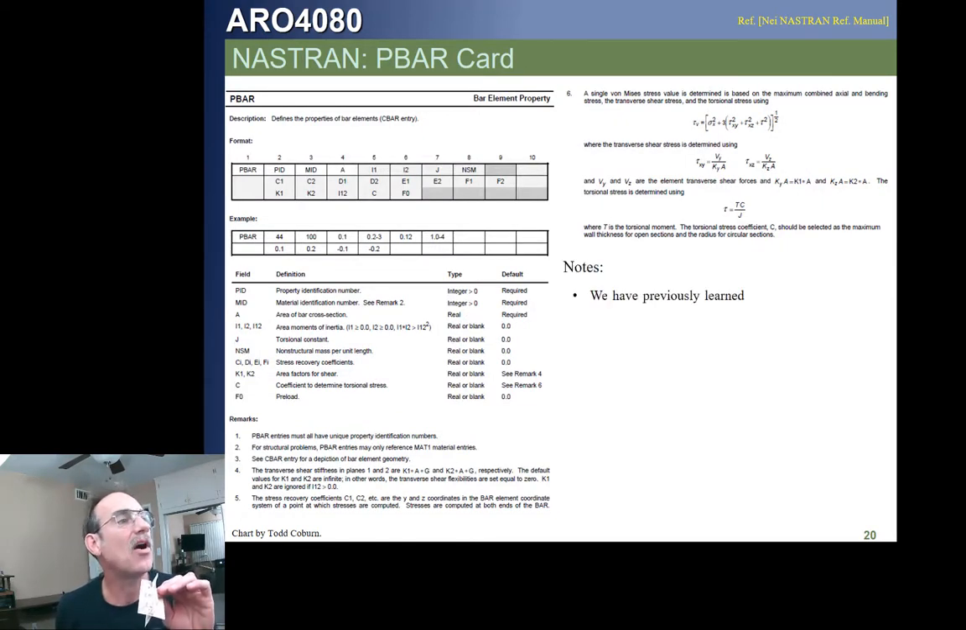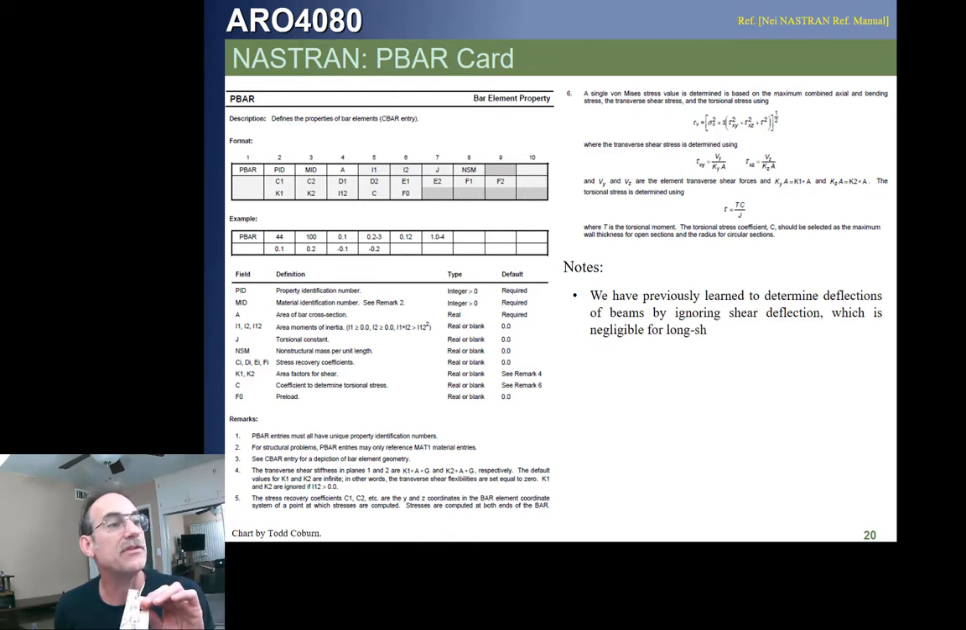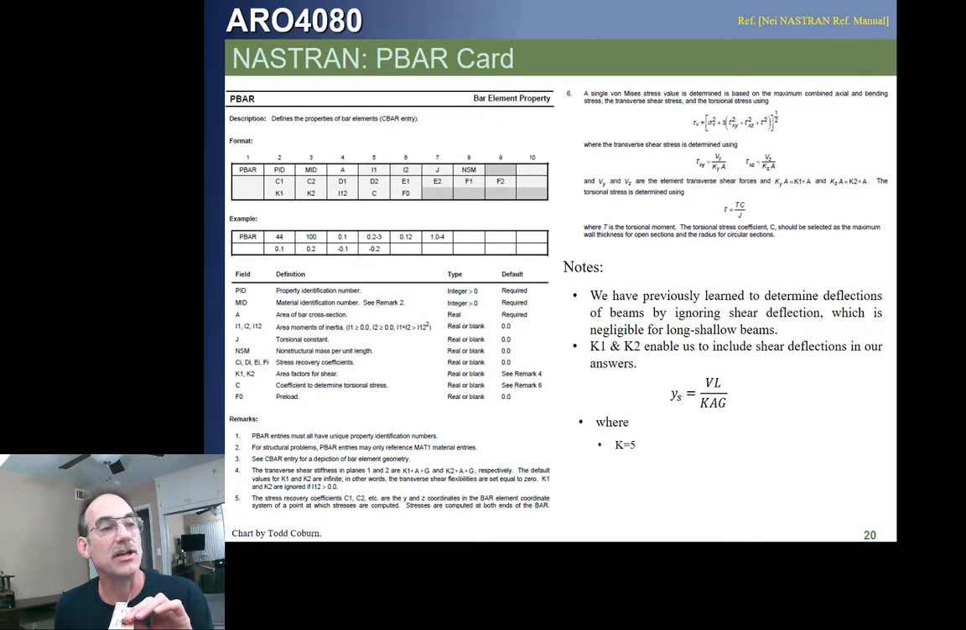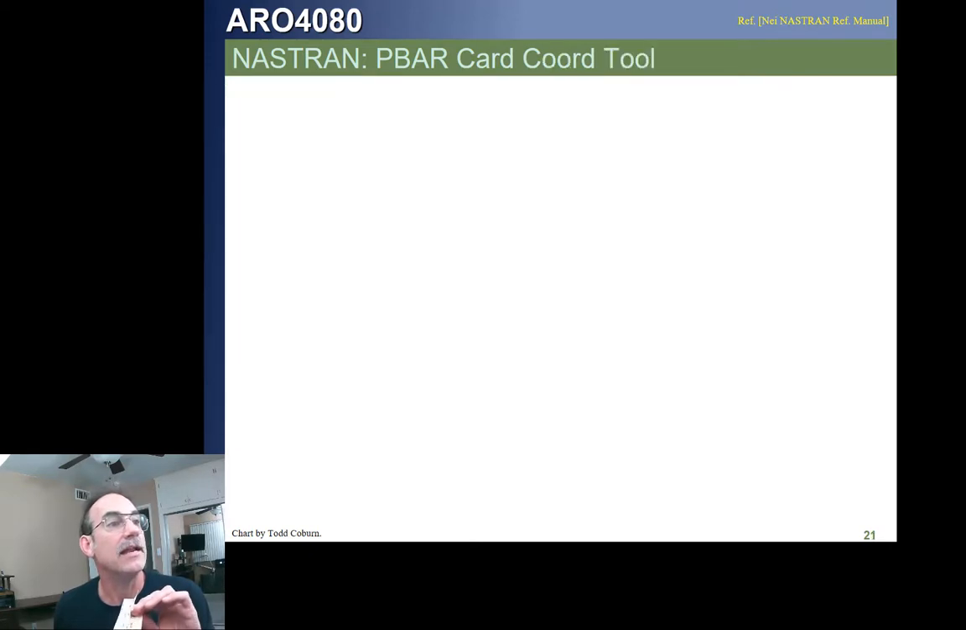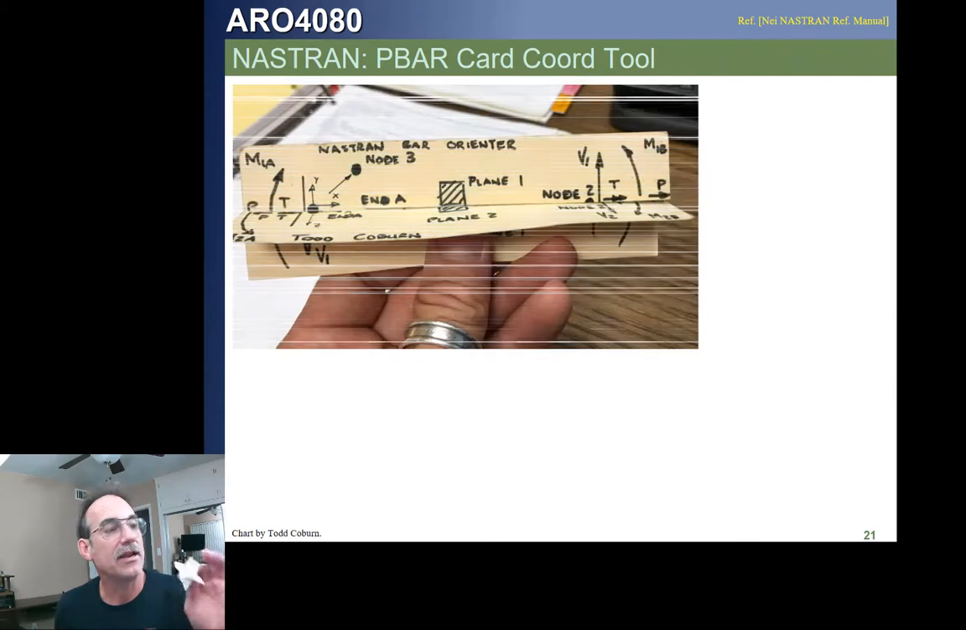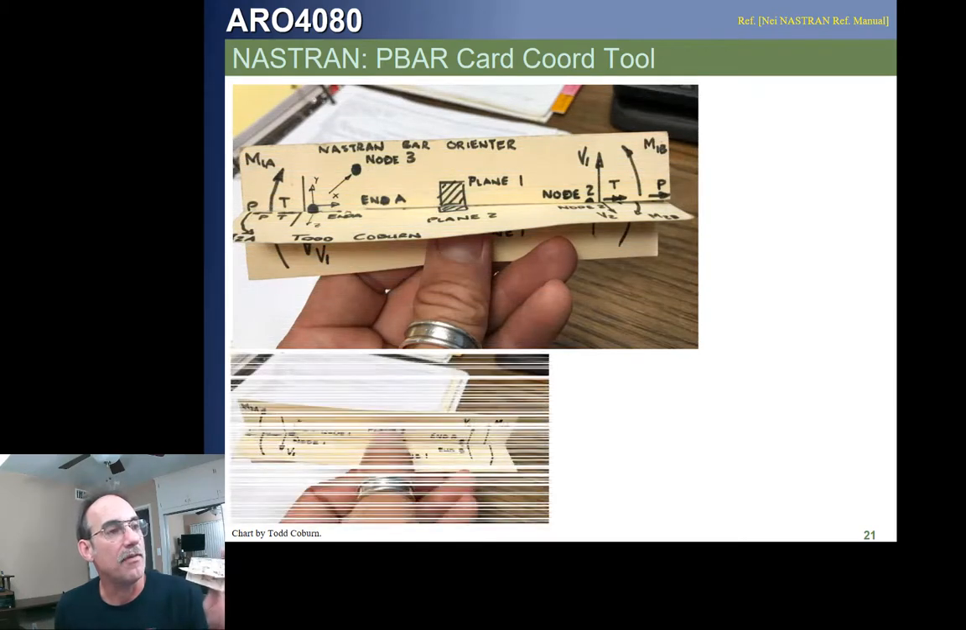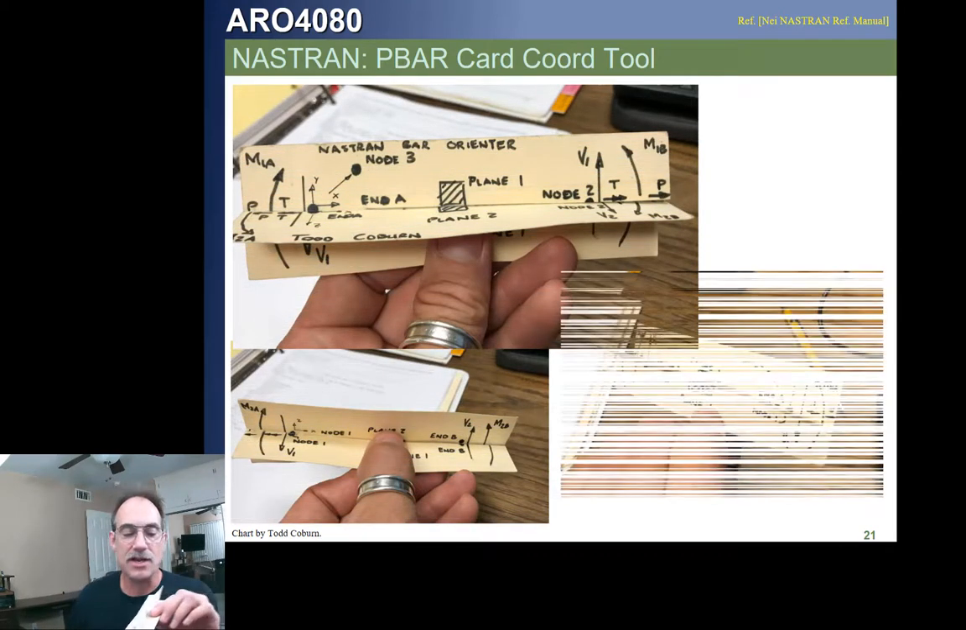Okay? This is our PBAR card, where we're putting in properties of the card like the area and the moment of inertia about the 2 axes, the torsional constant, and other things that allow us to recover stresses. Okay, here's more information on how that works, including we can put in a little factor so we can get good shear deflections, which we're mostly going to ignore. Okay? All right.